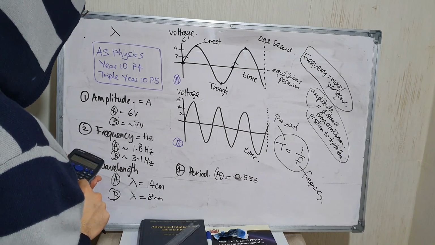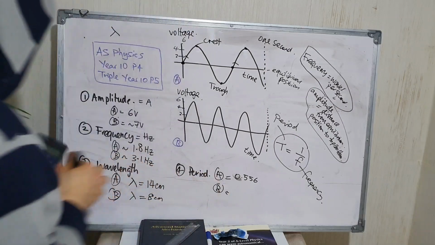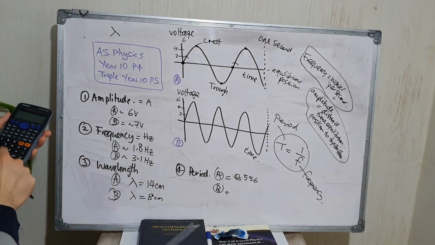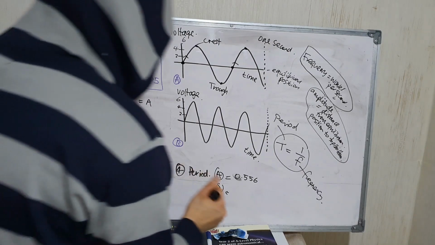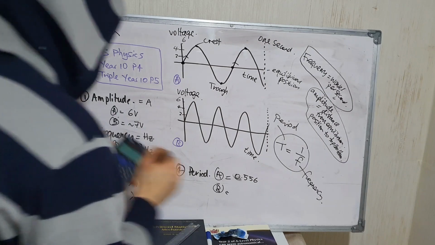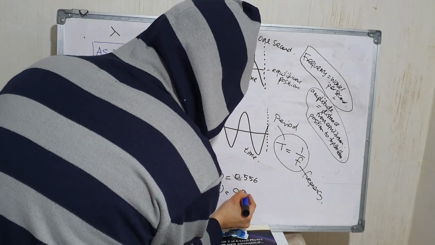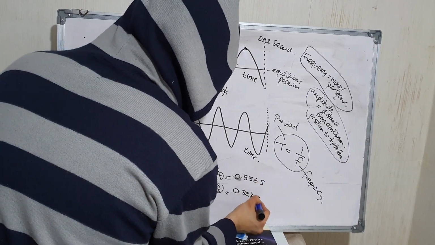And then for B, it is 1 over 3.1. So 1 divided by 3.1 gives you 0.322 or 0.323. So 0.323 seconds. The unit is seconds.